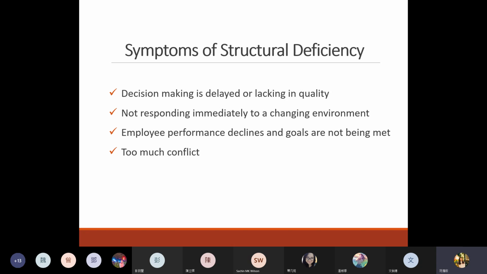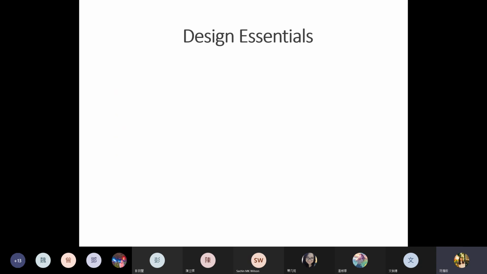A third one is if the employee performance declines and the goals are not being met. And last is too many conflicts. Too many conflicts or too much confusion in terms of authority, or too many conflicts in terms of communication or collaboration, could also be the consequence of defective structure design.